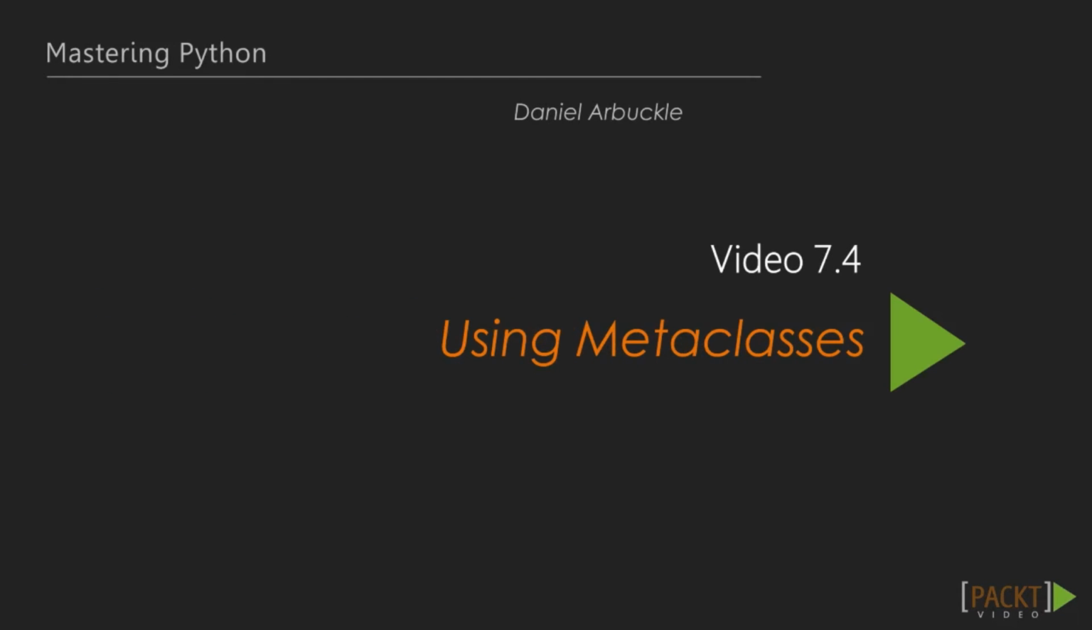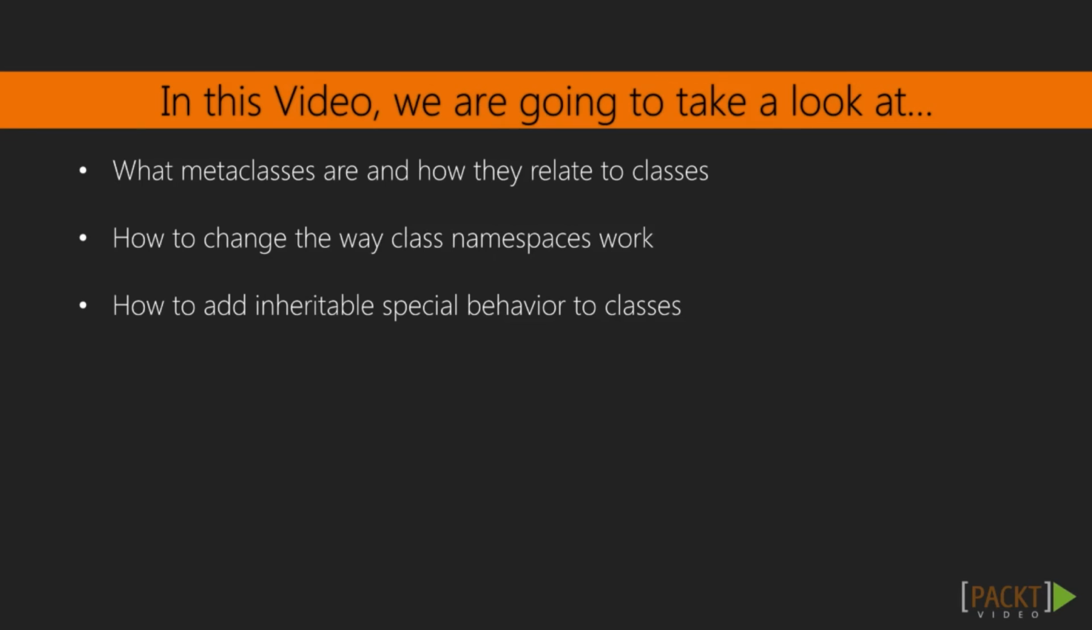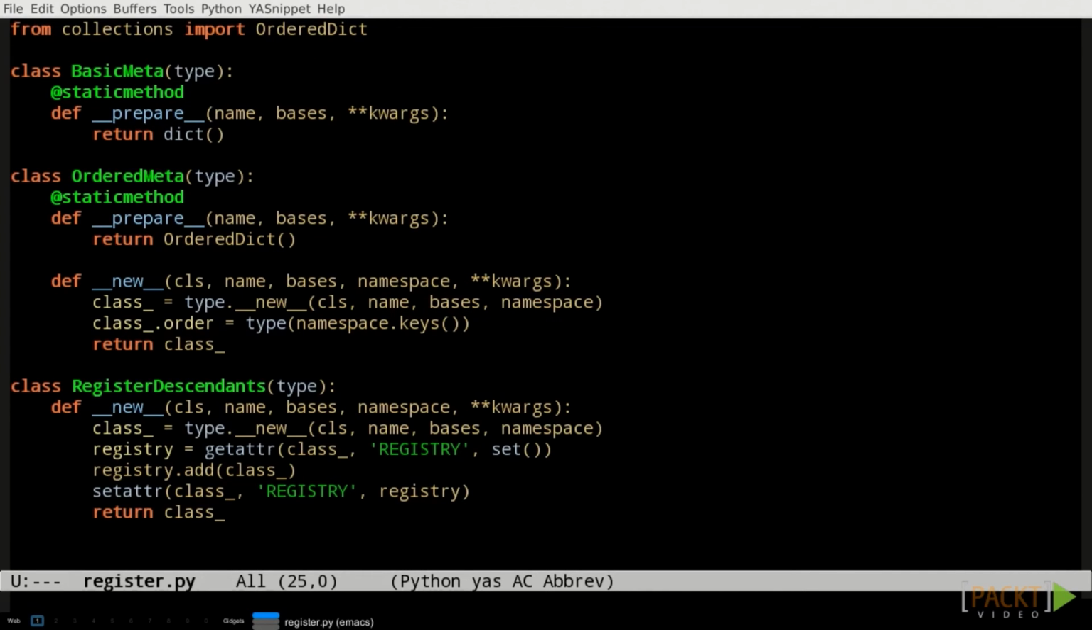7.4, using metaclasses. We're going to take a look at what metaclasses are, how they relate to class decorators and to classes themselves. We're going to see how to use the metaclass to change the way the class namespace works. And we're going to see about adding inheritable special behavior to classes. Like class decorators, metaclasses are a tool we can use to adjust the basic meaning of a class.